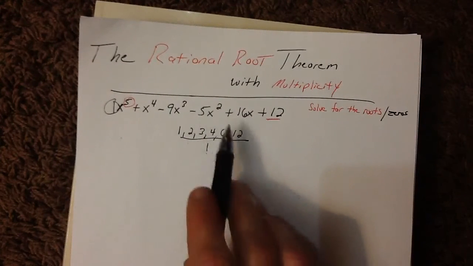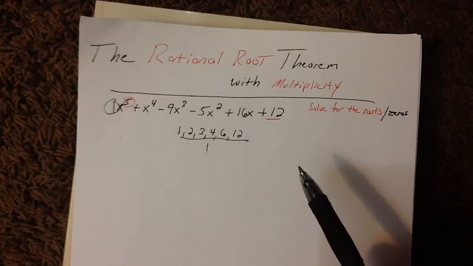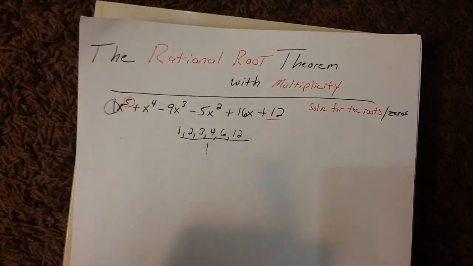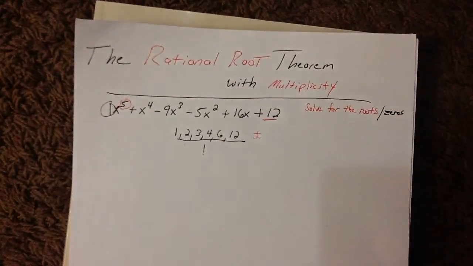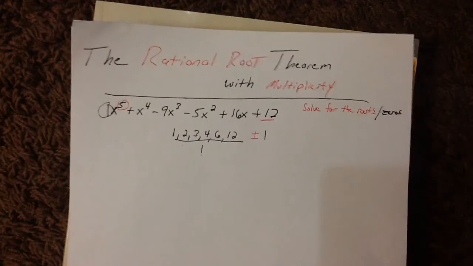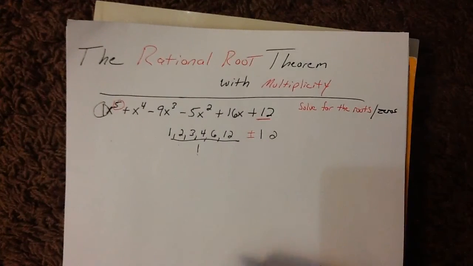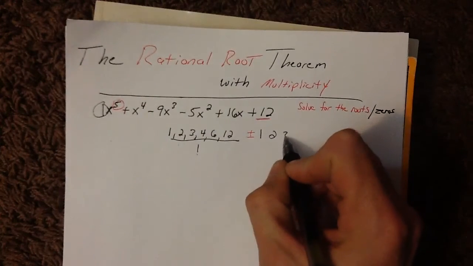And when you divide each one of these, you have to consider that when you're doing the rational root theorem, it could be the positive version or the negative version by the time you're done. Sometimes you see this symbol, positive and negative. So 1 divided by 1 is 1. That could be positive or negative 1. 2 divided by 1 is 2. Could be positive or negative 2. 3, 4, 6, and 12, as we can see.